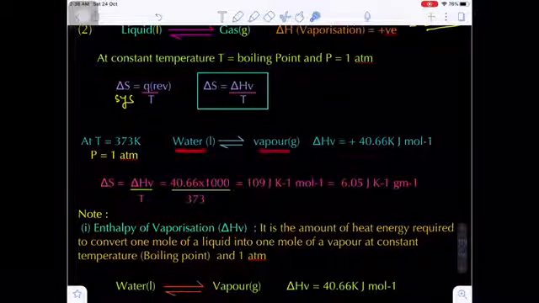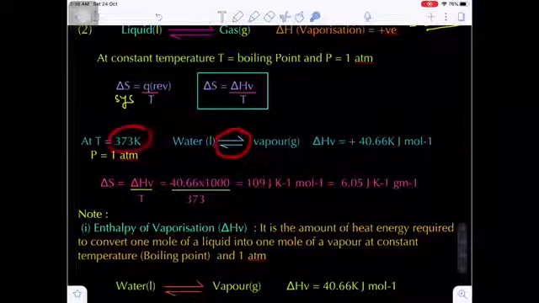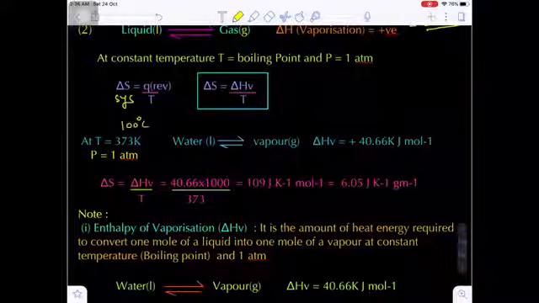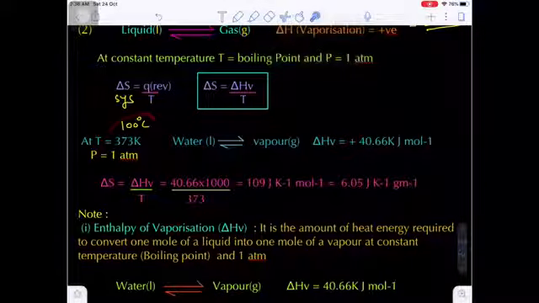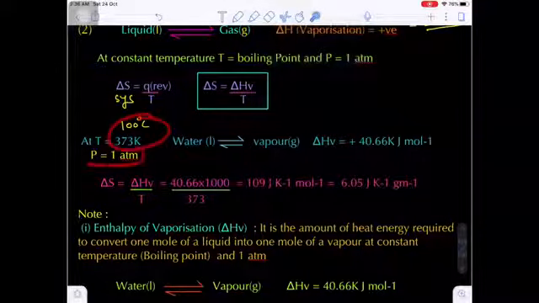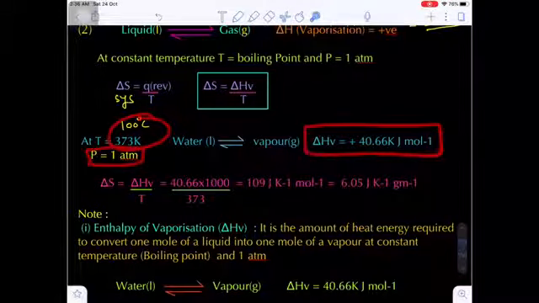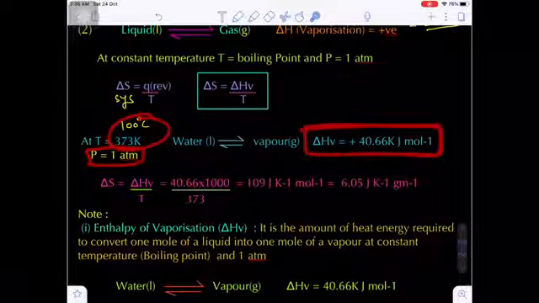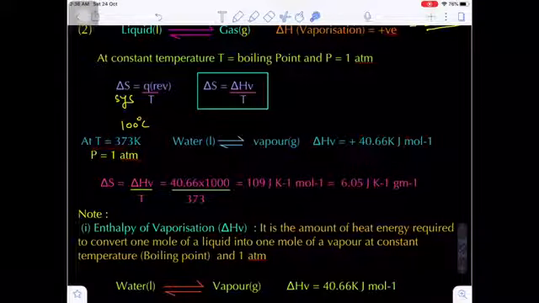Best example, water and its vapor will coexist at 100 degrees Celsius. Do you know at 100 degrees centigrade water and steam both exist in dynamic equilibrium, okay. Now at 100 degrees Celsius or 373 Kelvin temperature and atmospheric pressure, how much heat energy is required to convert 1 mole of water into 1 mole of vapor? 40.66 kilojoule per mole. This is nothing but the enthalpy of vaporization, okay.